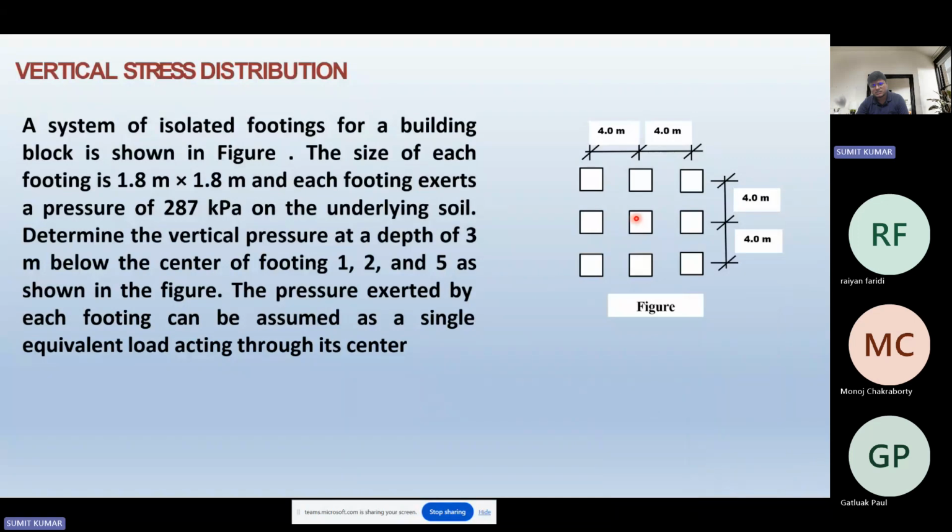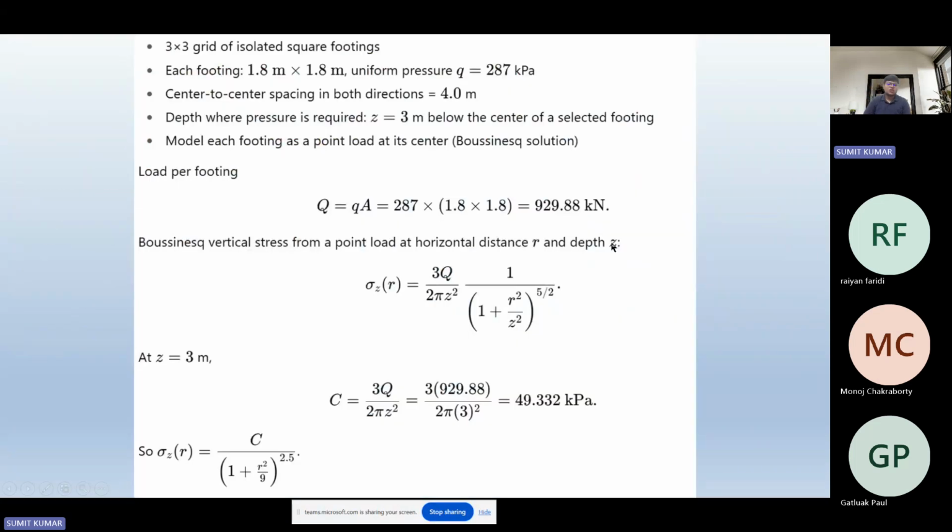Means below the center of this, we need to calculate the sigma z value. Okay, so first of all, we have calculated load per footing, that is nothing but 287 into 1.8 multiplied by 1.8, that is 929.88 kilonewton.